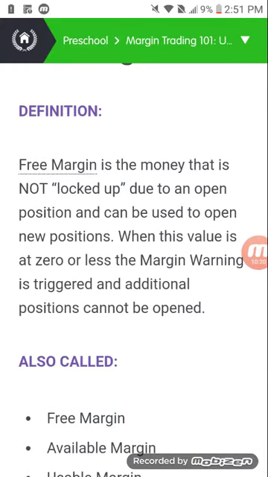Okay, so free margin. Free margin is the money that is not locked up due to any open positions and can be used to open new positions. When this value is at 0 or less, the margin warning is triggered and additional positions cannot be opened. We already went over margin calls and call levels. If you get the margin warning and it goes below 100, your broker will start closing the positions that are open so that they can bring your margin level back up.